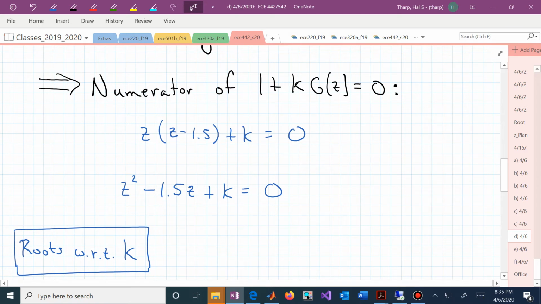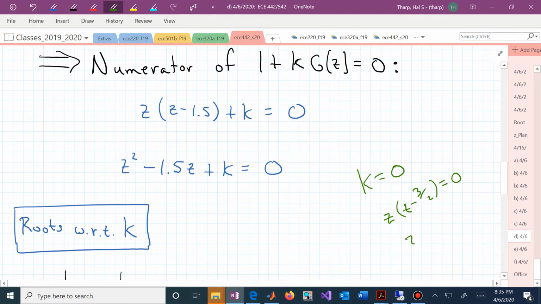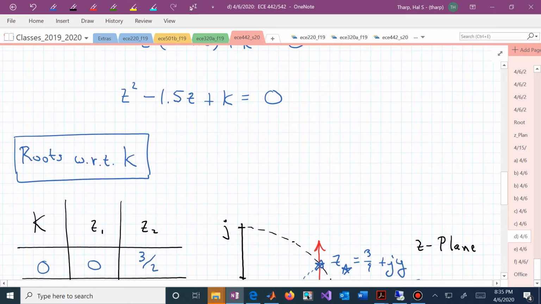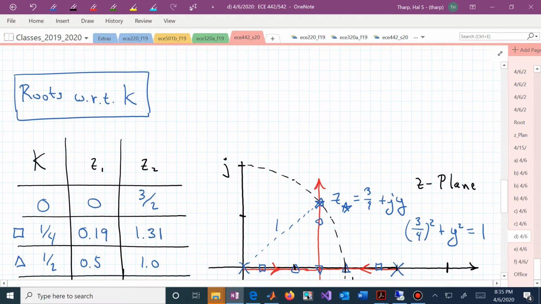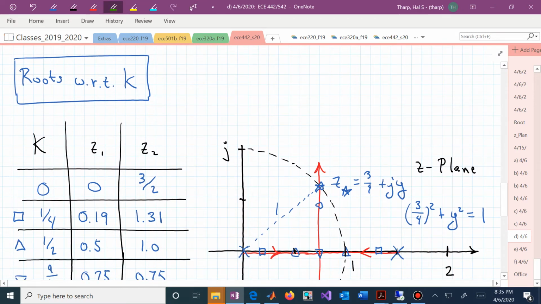Hopefully you can see that when k is equal to 0, the roots are given by the values of z that cause this expression to be 0. Meaning at k equal to 0, we better start our root locus at the origin, z equals 0, and z equals 1.5. And that's what this table is telling us, that when k is equal to 0, the two roots, z sub 1 and z sub 2, z1, let's say, is 0, z sub 2 is 3/2. That's where these poles are located in the z-plane.